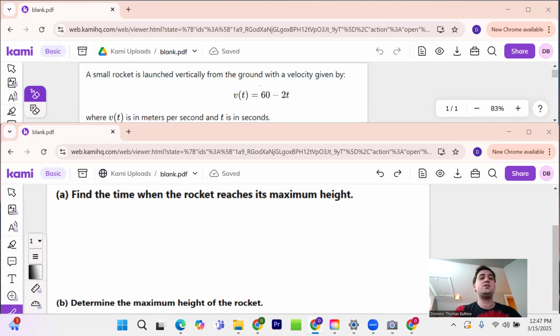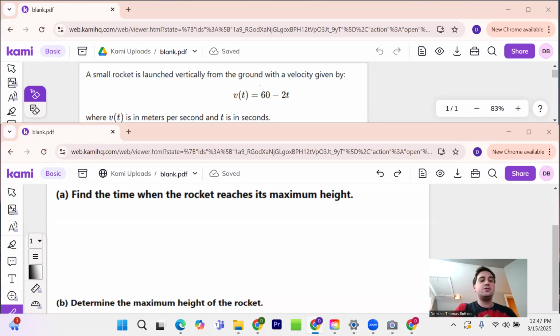A small rocket is launched vertically from the ground with a velocity given by v of t equals 60 minus 2t. Okay, so right off the bat, think about what t means. Time, right? The independent variable, time, goes by, and they tell you how fast it's going. The velocity. And remember that velocity also specifies direction. Positive means it's going upward, and negative means it's going downward. Where v of t is in meters per second and t is in seconds. So they tell you the units you're using. Make sure to include those as you go. Find the time when the rocket reaches its maximum height.